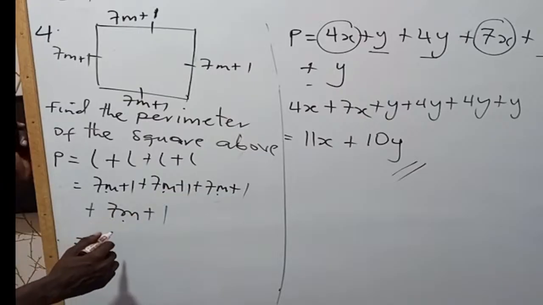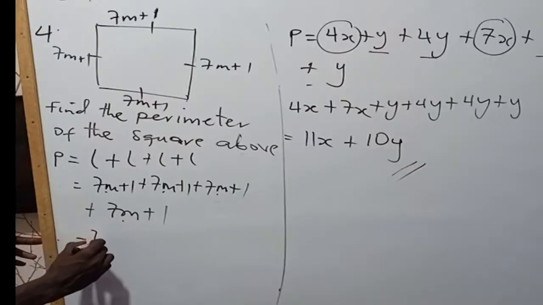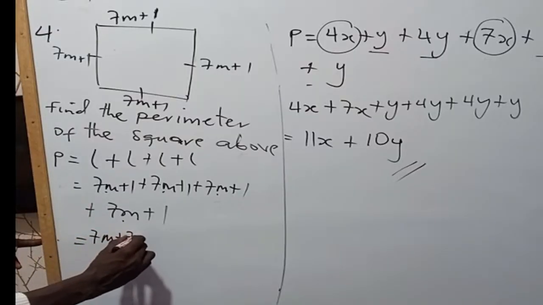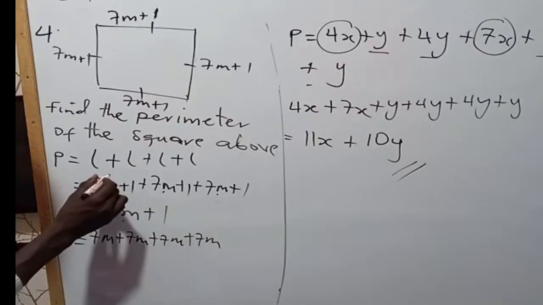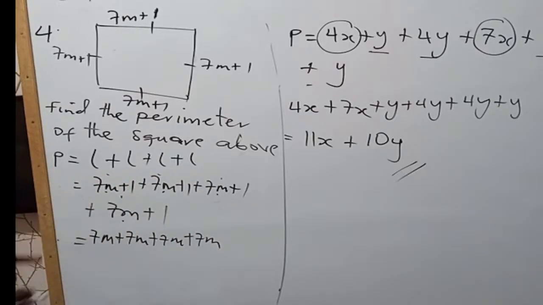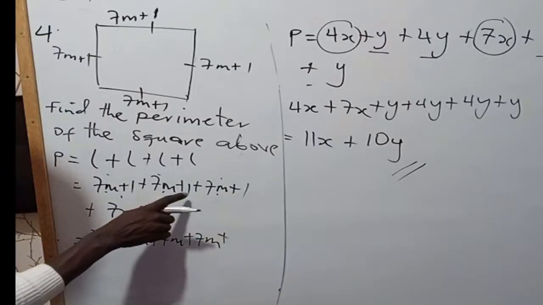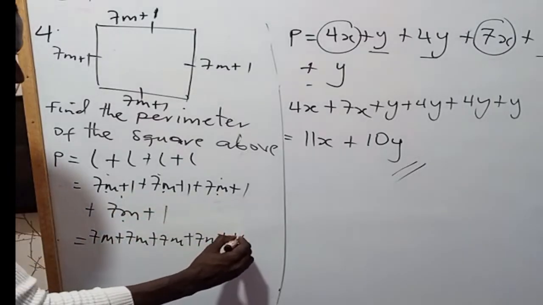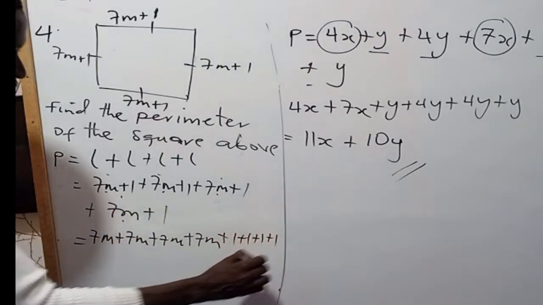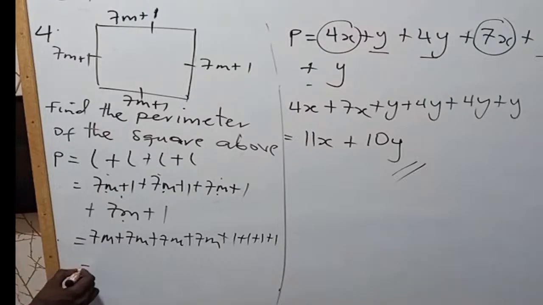You see? All right. So let's group like terms and see. 7m plus 7m plus 7m plus 7m. Four of them. One, two, three, four. And then we have 1 plus 1 plus 1 plus 1, four of them. So this will give us 28m plus 4.